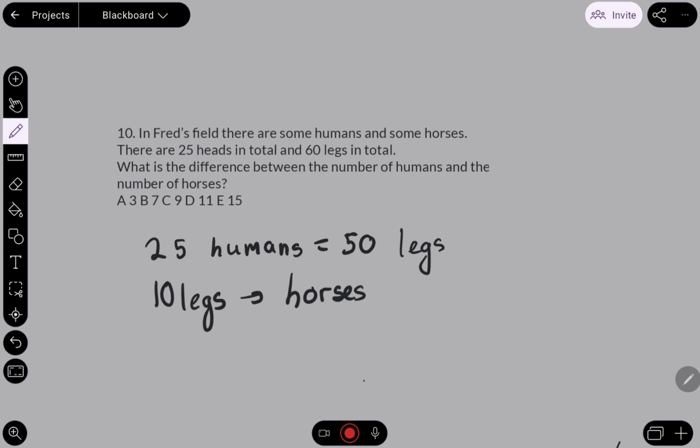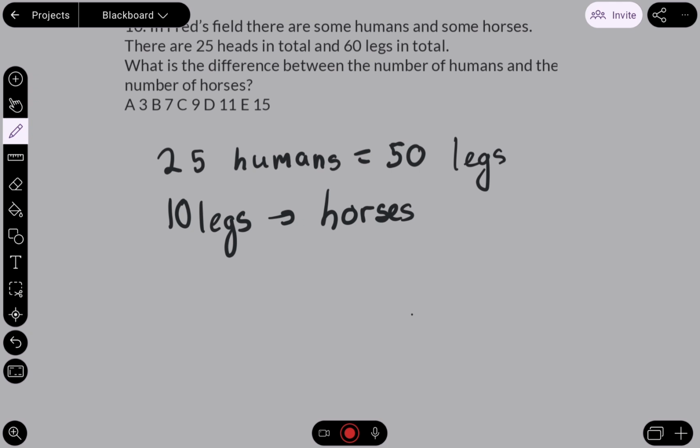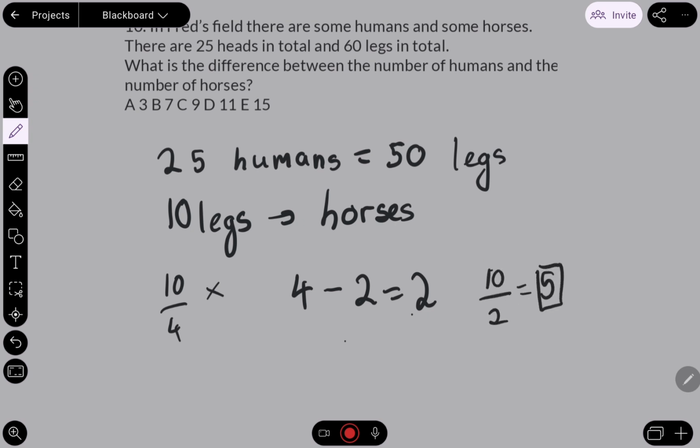But this is where it gets slightly more difficult. And this is the part where it might catch you out. You may be thinking, you can't do 10 divided by 4. Well, you can, but you get a decimal, and you can't have a decimal number of horses. What we need to do is figure out that horses have 4 legs and humans have 2. The difference is 2 legs. And we can do 10 divided by 2. That's 5. There are 5 horses in the field.